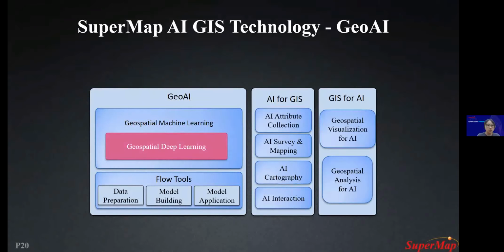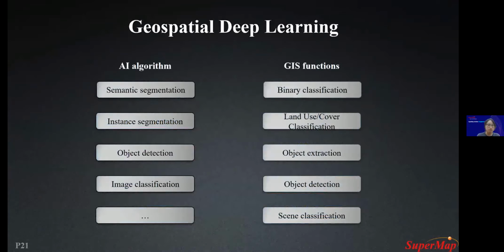Then let's talk about the core of the AI, geospatial deep learning. With algorithms of geospatial deep learning, such as semantic segmentation, instance segmentation, and object detection, GIS functions such as binary classification, land use and cover classification, and object extraction are realized.